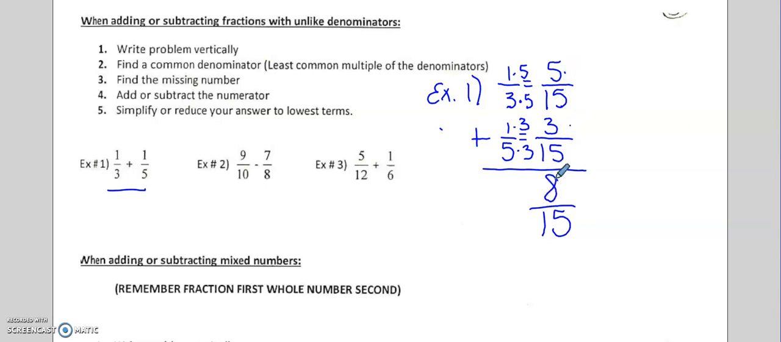And lastly, I need to make sure that I have simplified my problem. When in doubt, always check 3. 3 can be your trick. I know that 3 is not divisible by either of those. And I am finished. That is a simplified fraction.